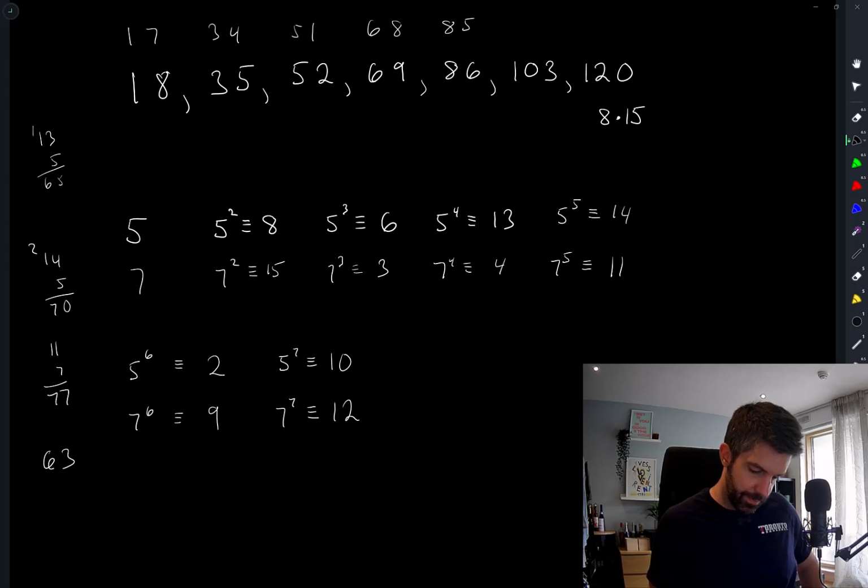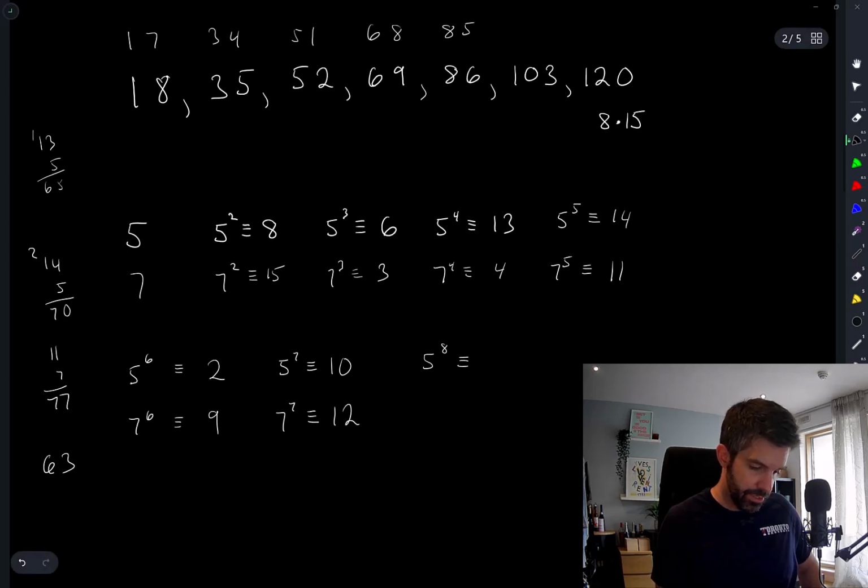Man, are we ever going to get back? Are we ever going to see a common number here? 1, 2, 3, 4, 5, 6, 7, 8, 9, 10, 11, 12, 13, 14. The next one, 5 to the power of 8 is 50, which is 16. And so 7 to the power of 8 must also be equivalent to 16.